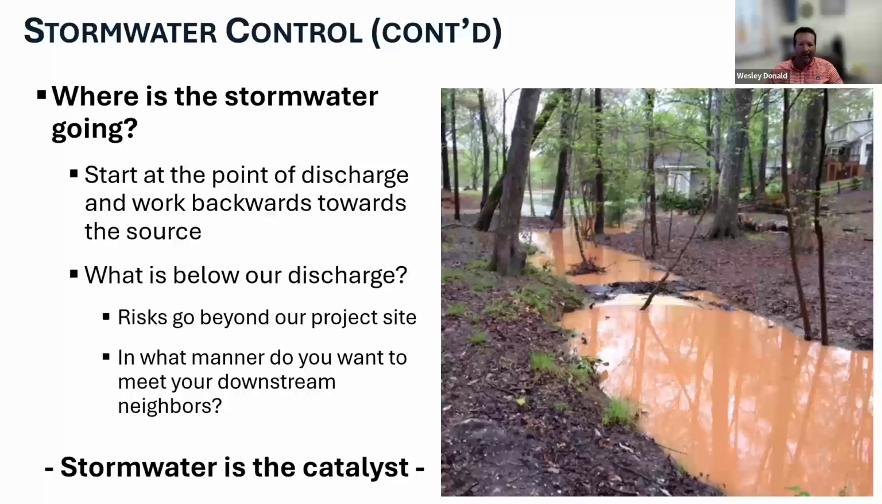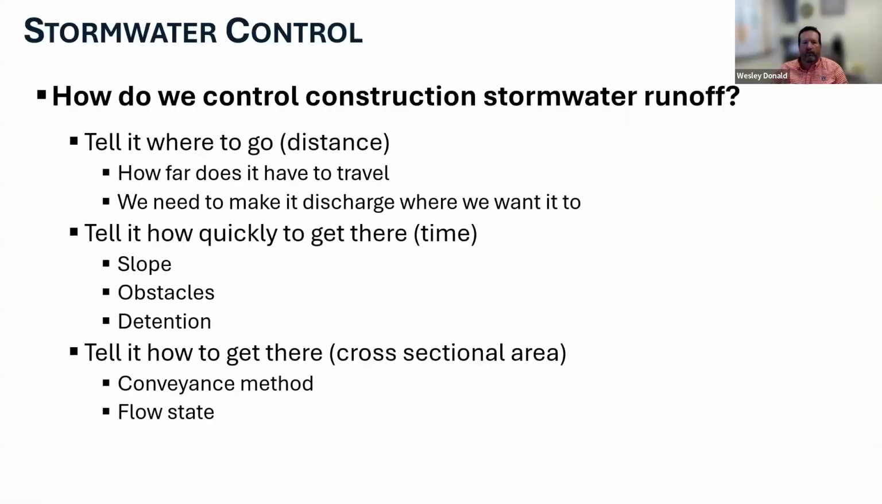And when we think about our neighbors downstream, in what manner do I want to go meet those neighbors? Is it going to be to talk with them and learn about them, and they can learn about us? Or are they going to come up there because we just polluted their pond or their stream or their property? So, all of that goes back to controlling stormwater, and stormwater really is that catalyst.